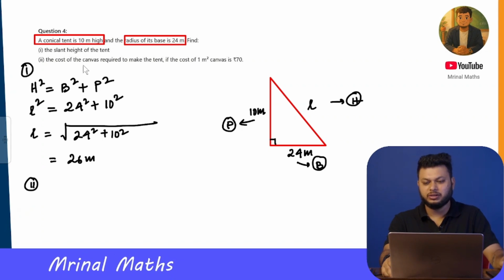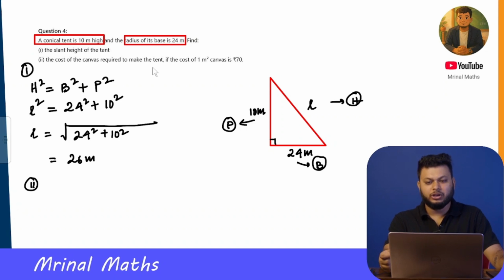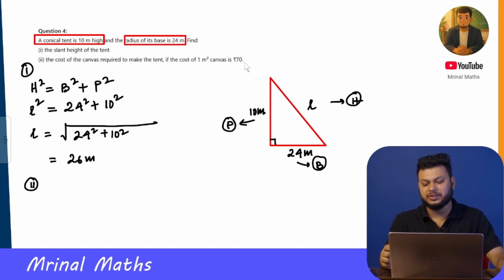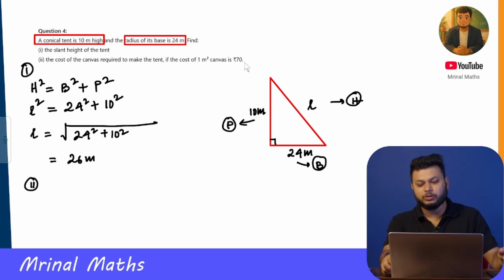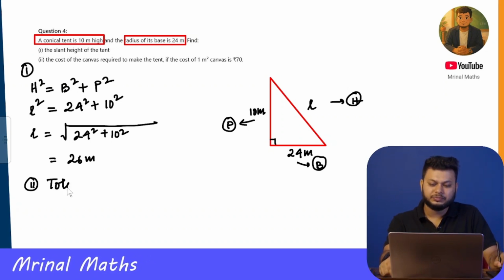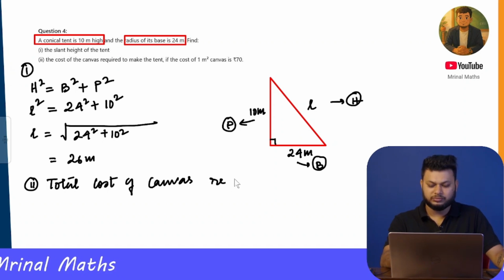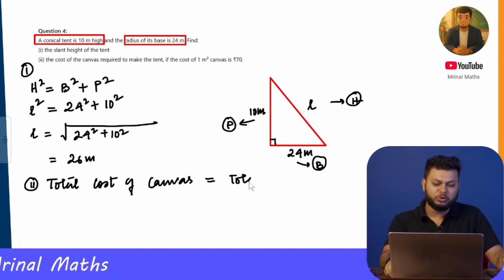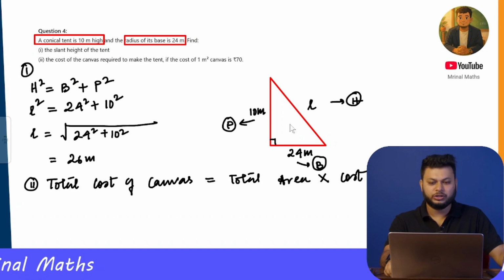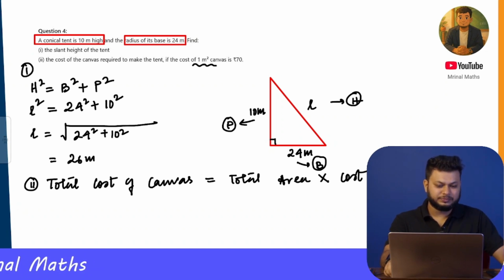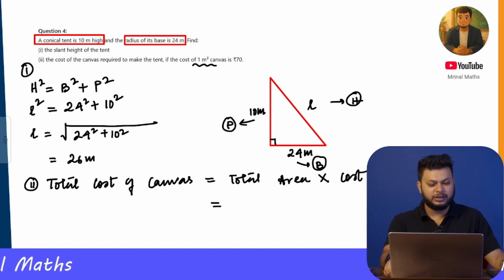Second part of the question, they said the cost of the canvas required to make the tent. So if 1 meter square costs rupees 70, to find the total cost of the canvas required, total cost of canvas is equal to total area into cost per meter square. So let us go ahead.